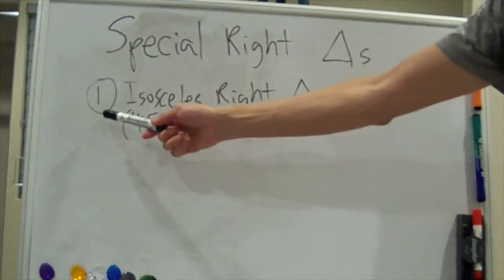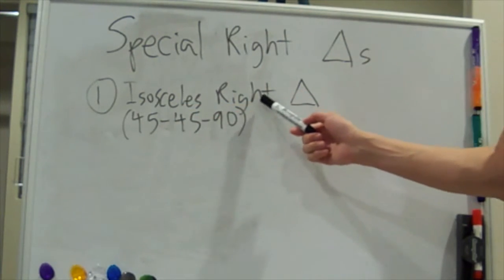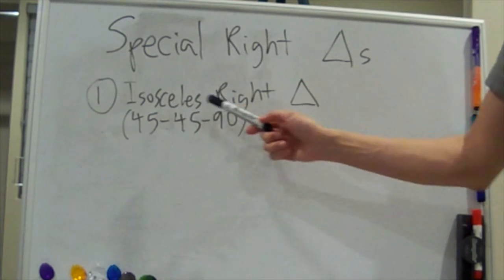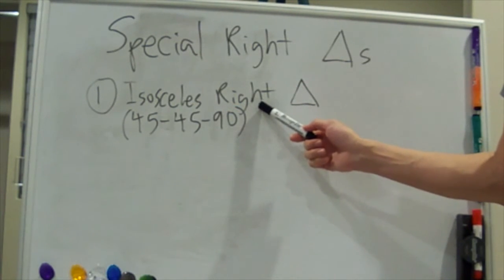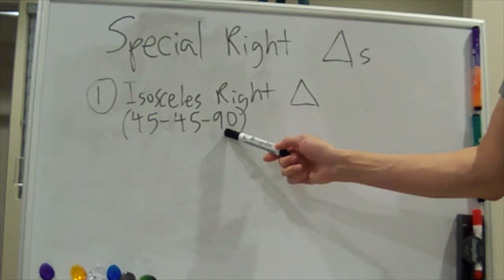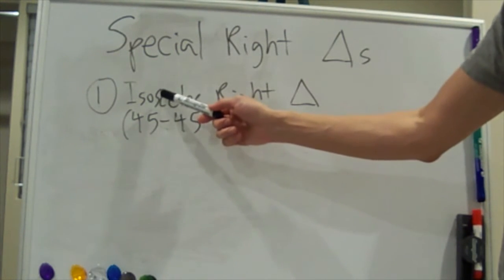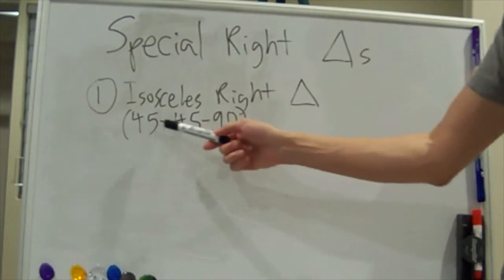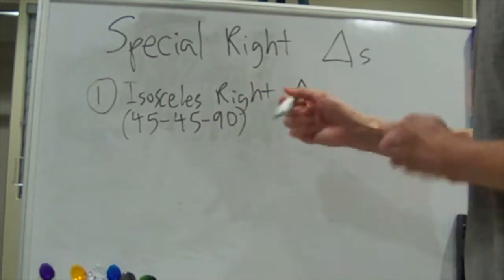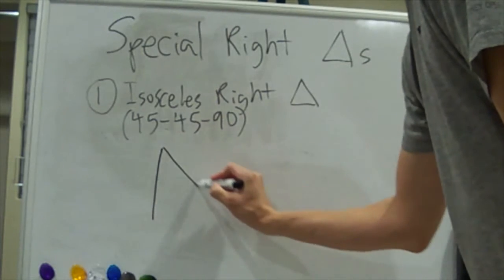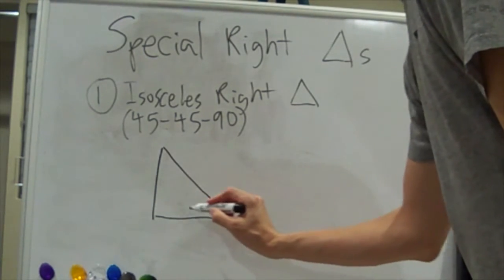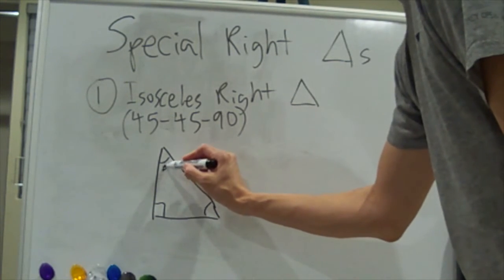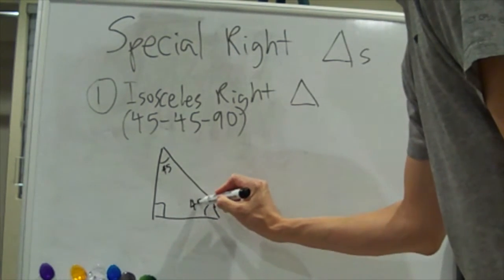Okay, so the first type is going to be your isosceles right triangle. Isosceles means two sides and two angles are congruent. A right triangle means there's one right angle, which is 90 degrees, which is this one. And like I said, it's two sides and two angles that are congruent. So here we see two angles that are congruent, 45 and 45. So if I draw this like this, this is a right angle. This angle is congruent to this angle, which would be 45 degrees, 45 degrees.